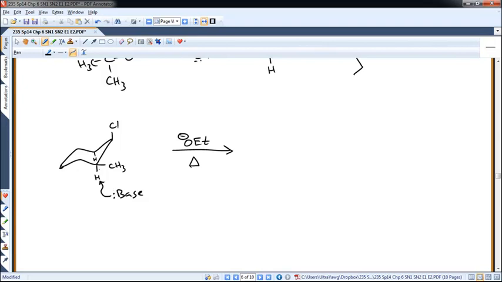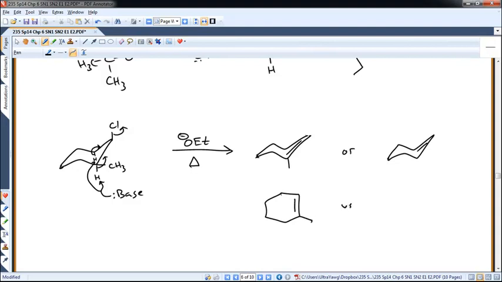The base can come along via E2, and remove that one. So the electrons go there, and the leaving group leaves, giving you this product. Or the base could remove the hydrogen in the back, so to speak. The electrons go there, and give you that product. Well, I'm just going to draw this flat so it's easier to see. So there's your two products that you can draw.